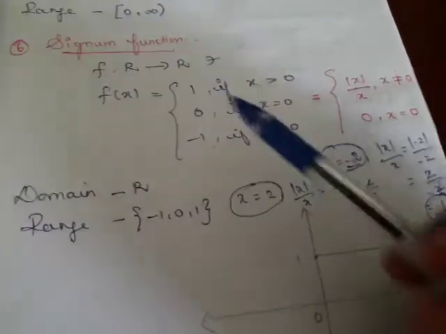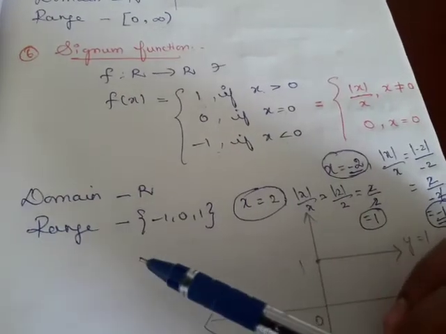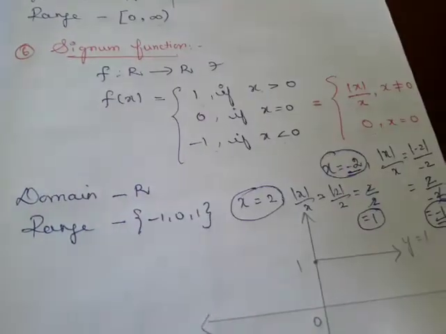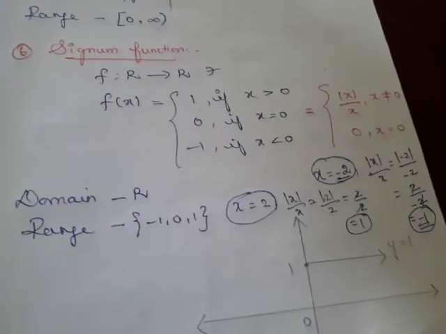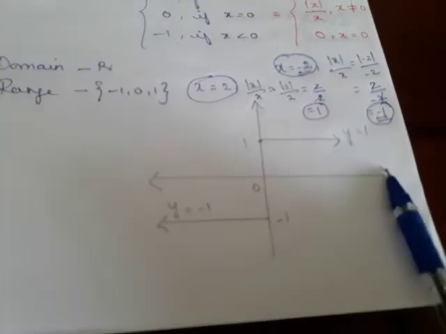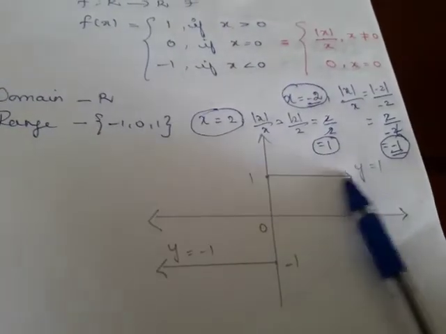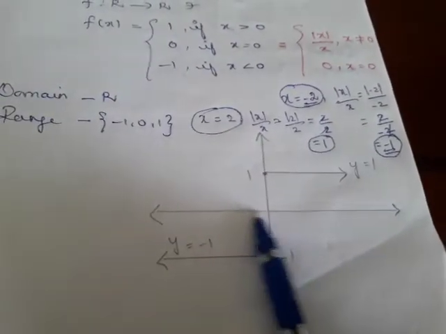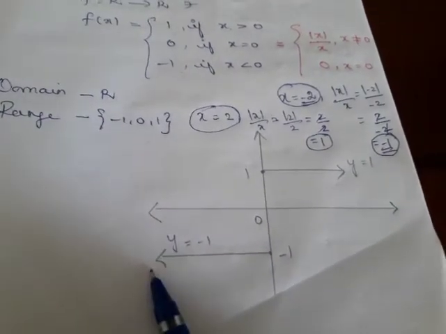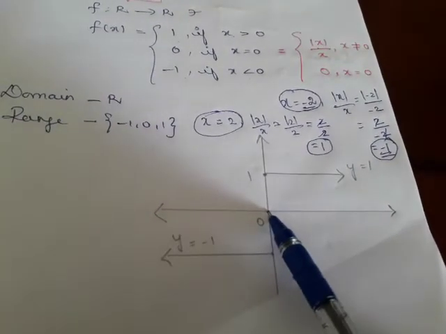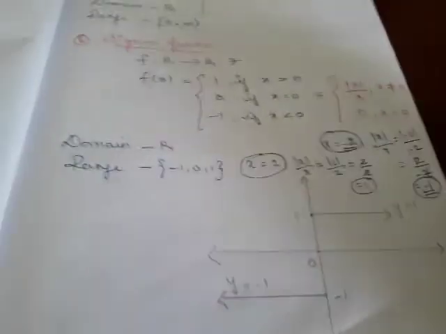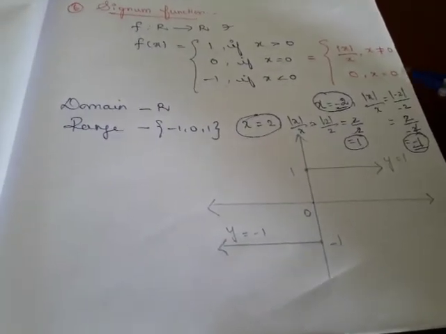Now let us see the domain and range of the signum function as a real number function. The range is only these three numbers: 1, minus 1 and 0. We are not going to get any other number because the function is defined in such a way. Then how will the graph be? Positive values we plot along 1, negative values we plot along minus 1, and if it is 0, we plot it here. So the graph will be like this for the signum function.